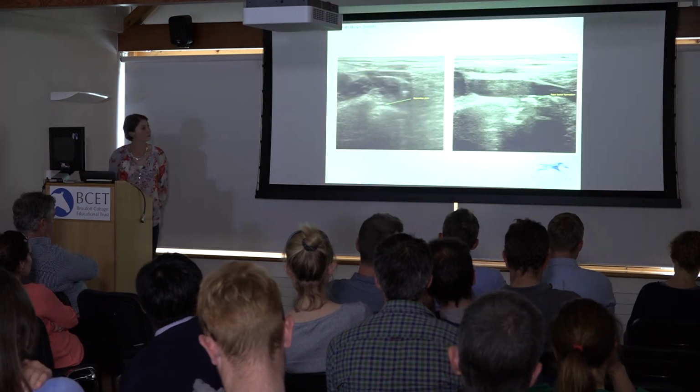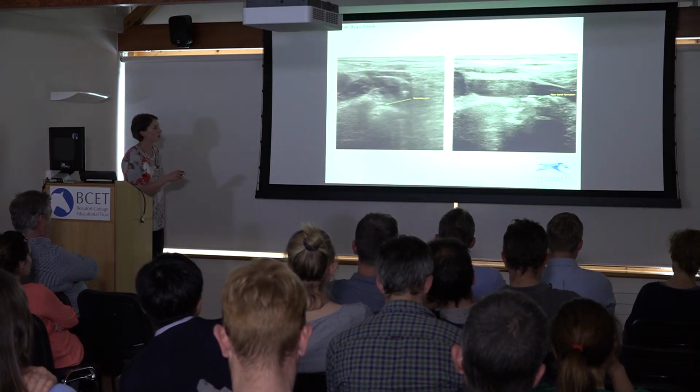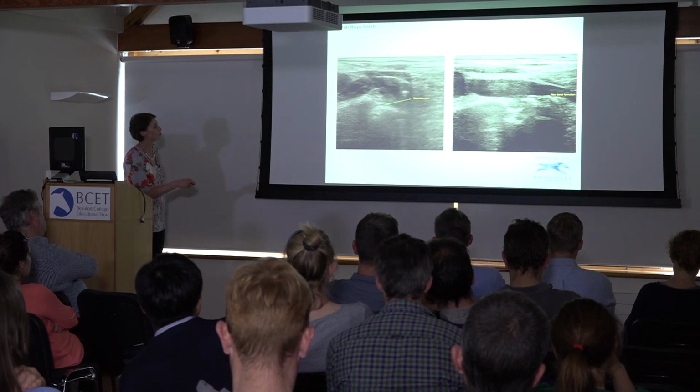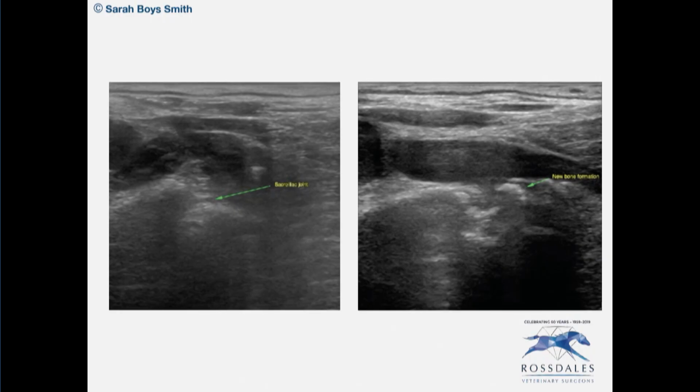So again, this was the normal sacroiliac joint here, and here we've got a lot of new bone formation and irregularity. So these are rare cases. We don't often see pathology that's as advanced as this, and when it's as advanced as this and it matches your clinical signs, it's much easier to call it a significant finding. Milder changes are much harder to interpret the significance of.